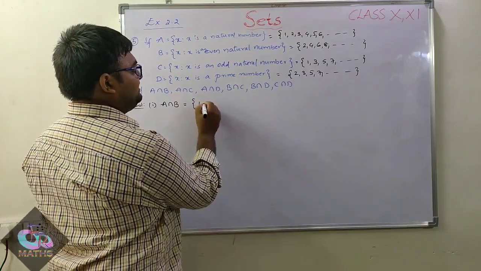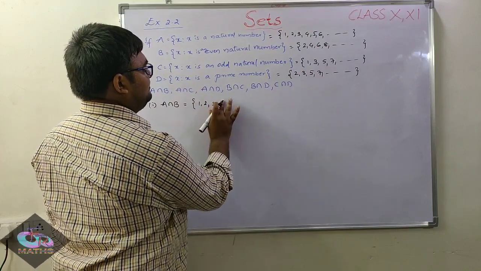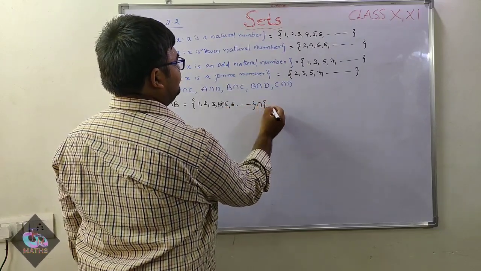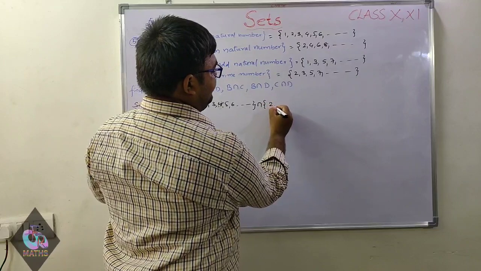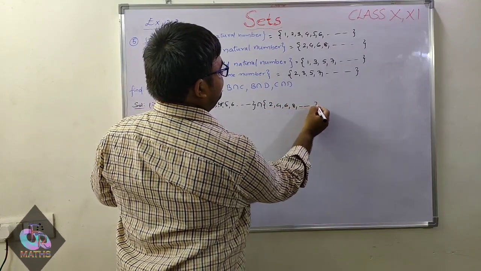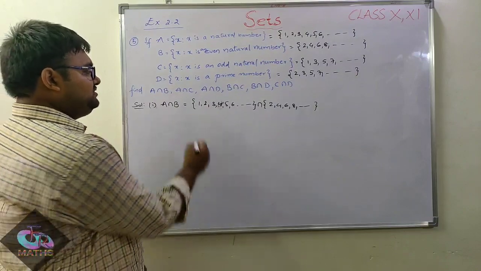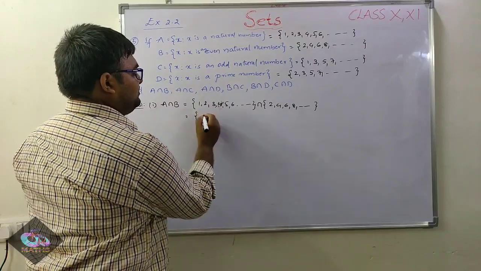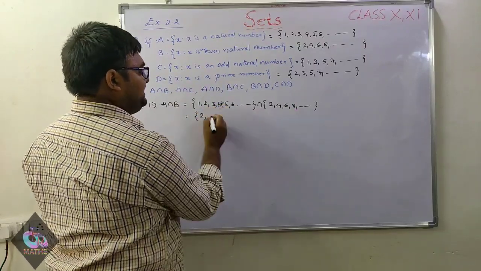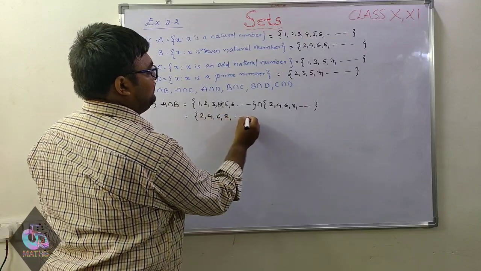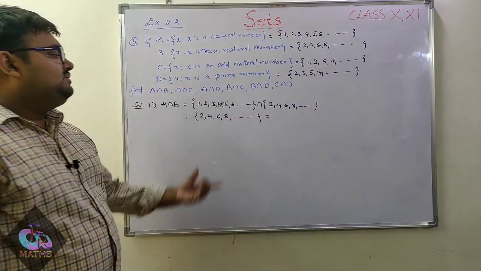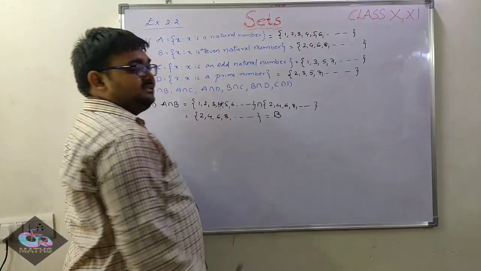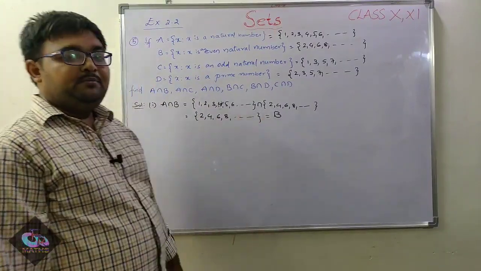A intersection B means the set of natural numbers, 1, 2, 3, 4, 5, 6 and so on, intersection set B, which is even numbers, 2, 4, 6, 8 and so on. If we take the intersection of these two sets, among natural numbers and even numbers, the common things are 2, 4, 6, 8 and so on. Here if you observe, 2, 4, 6, 8 and so on is nothing but set B. So directly I can write this as set B. So A intersection B is B here.